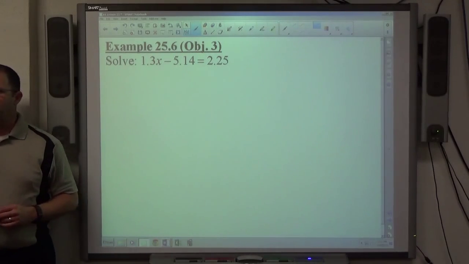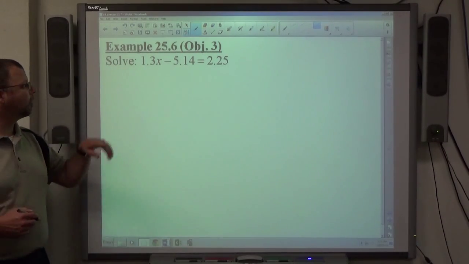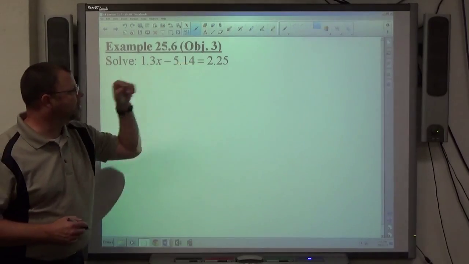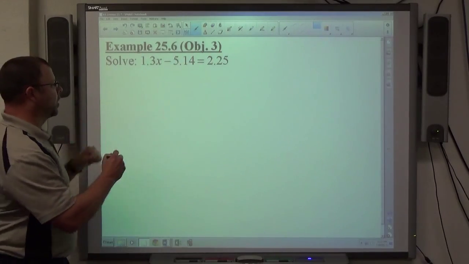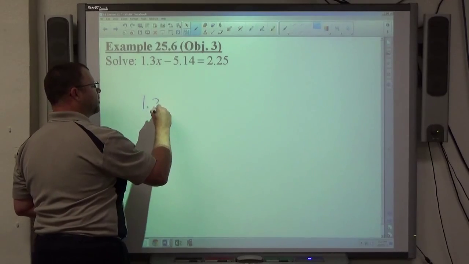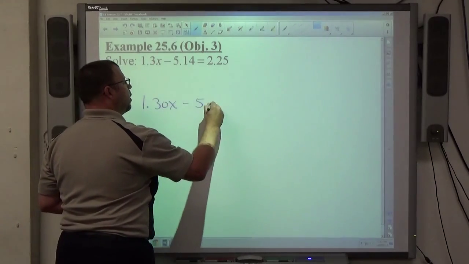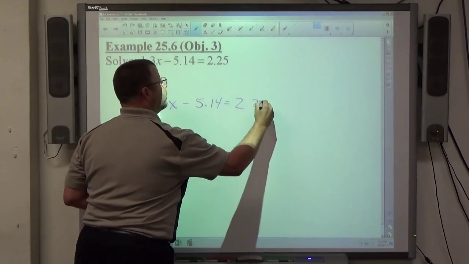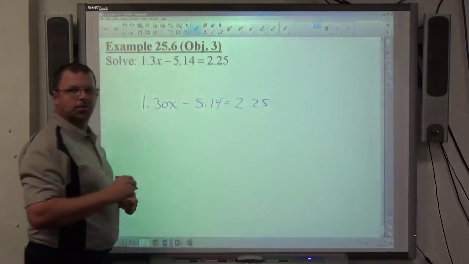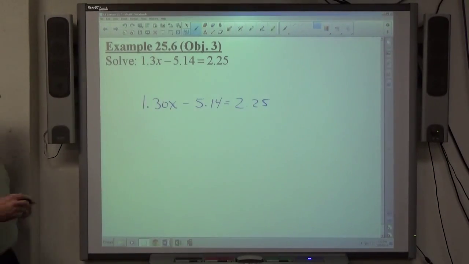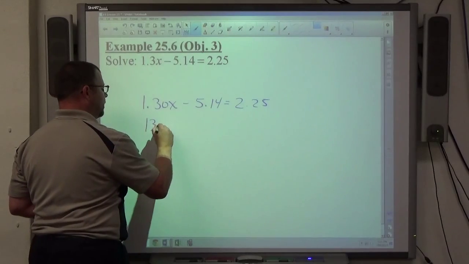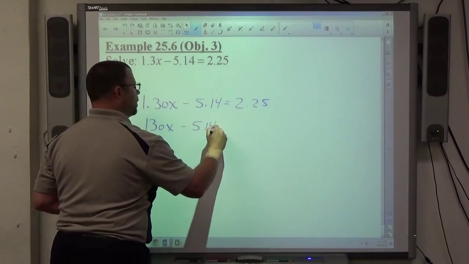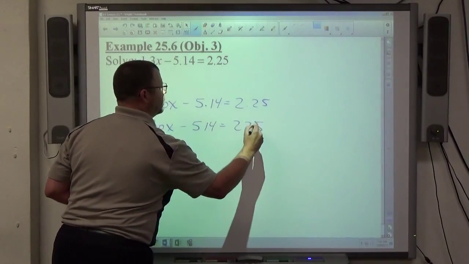What's the most number of decimal places in here? 2. Okay, so this only has 1, this has 2, this has 2. So again, that's in my book. What's going to go on my paper is 1.30x minus 5.14 equals 2.25. Once I get everything with 2 decimal places, now the decimals get dropped off. So I get 130x minus 514 is equal to 225.